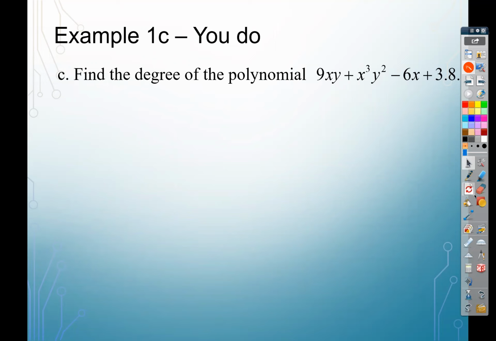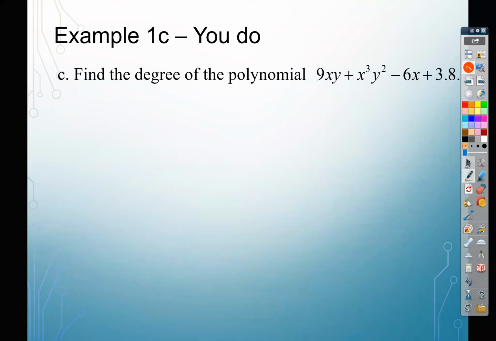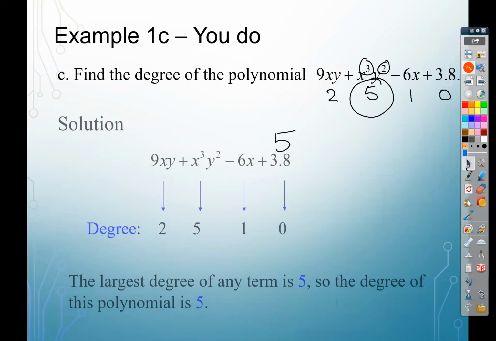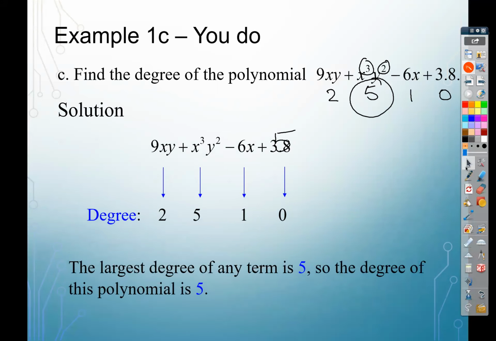Okay, so I want you to do C. Find the degree of each of those. Okay, so the degree of that is 2. The degree of this is 5 because we're adding the 3 and the 2. The degree on the negative 6x is 1, and on the 3.8 is 0. So to find the degree of a polynomial, you pick the highest one. So your degree is 5.